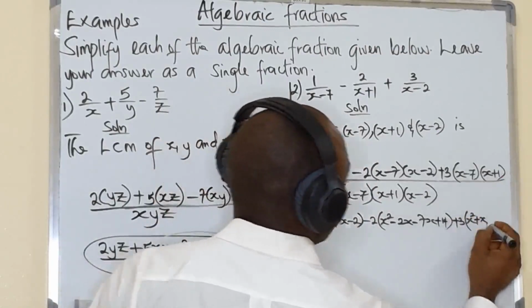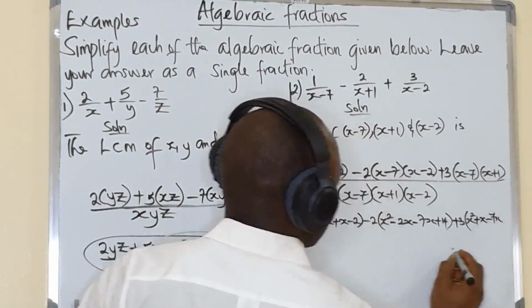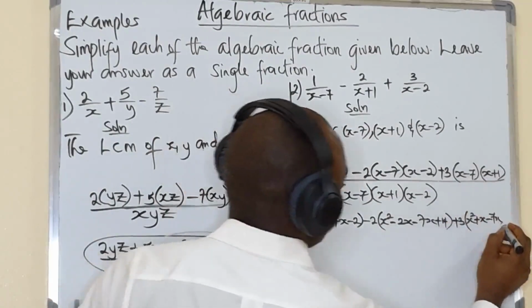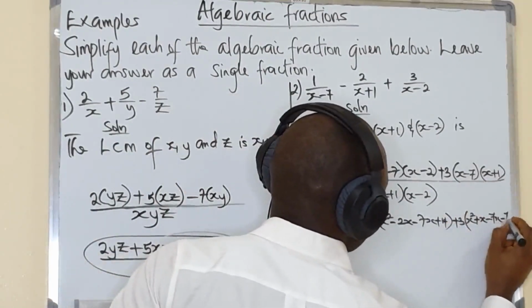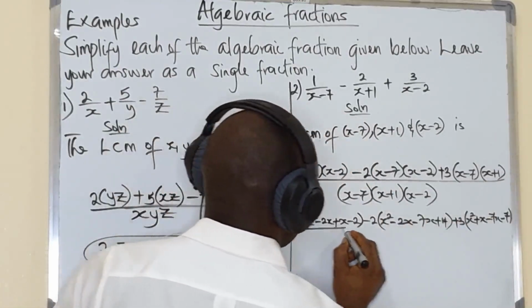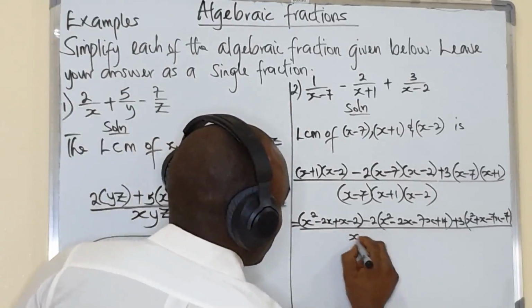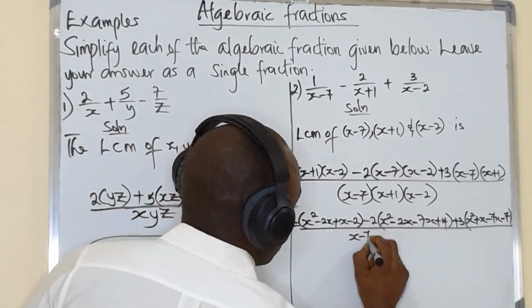Now negative 7 multiplies x will give me negative 7x. And negative 7 multiplies positive 1 will give me negative 7. The numerator is also done for this case. I will leave the denominator the same way it has been. So the denominator, I don't want to open it up yet. Let me finish up with the numerator.